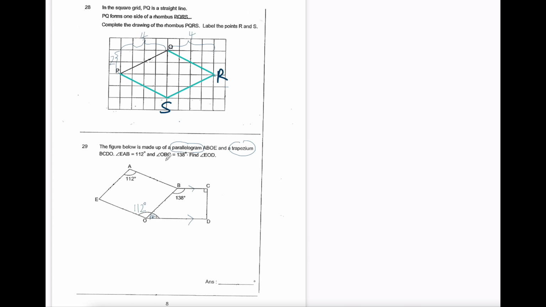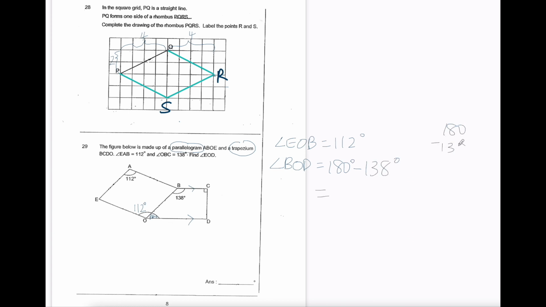Okay, so they give you 112, 138. Find EOD. Where's EOD? EOD. Okay, so we have to find this big angle. So first thing we found is that EOB is 112 degrees because it's opposite angles in a parallelogram. And how do we find BOD? We can just take 180 degrees minus 138 degrees because they are angles in between parallel lines.